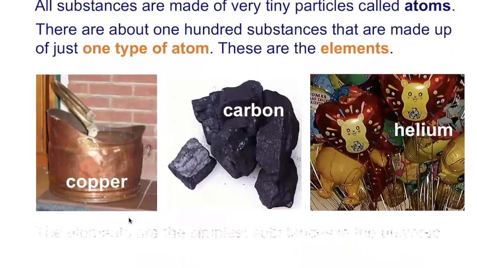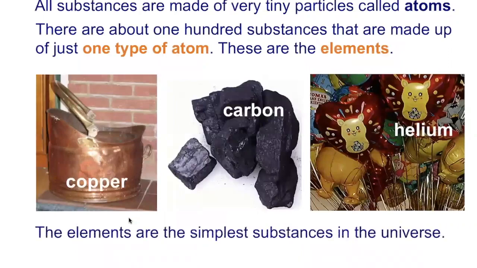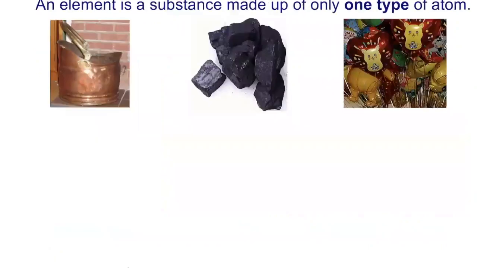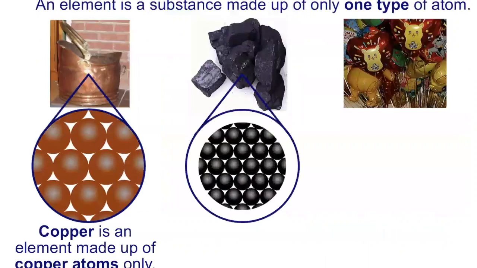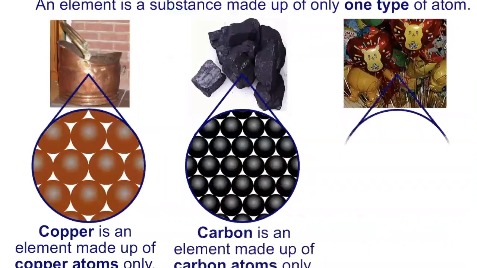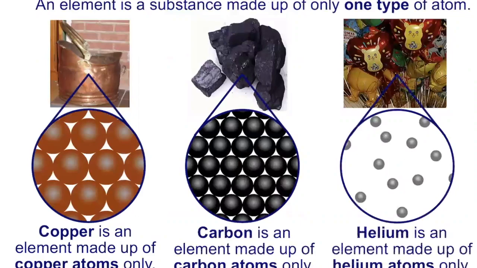An element is what you guys, as I mentioned earlier, have in your periodic table. There are about 118 elements. These elements are composed of only one type of atom. This is why we interchange those two terms. For example, copper is an element, carbon is an element, it's made out of only carbon, and so on. Notice here, we see that these substances are only made out of copper atoms, carbon atoms, or in this case, helium atoms.